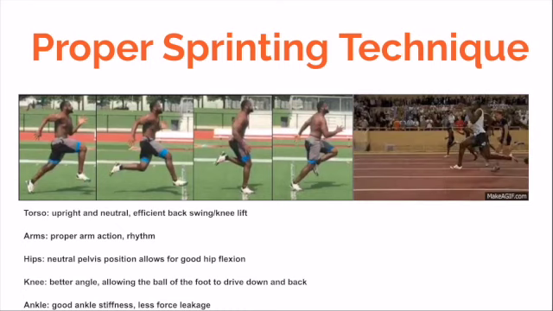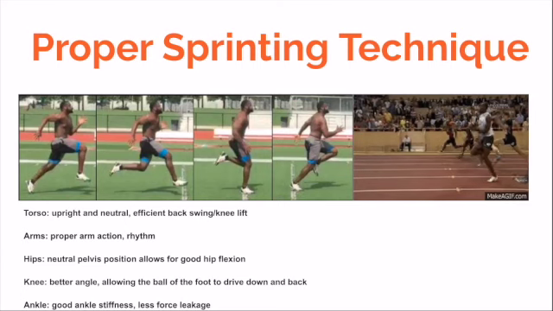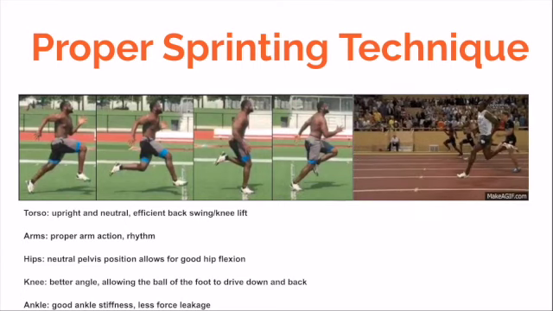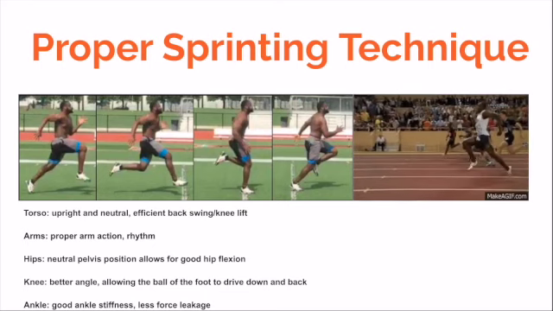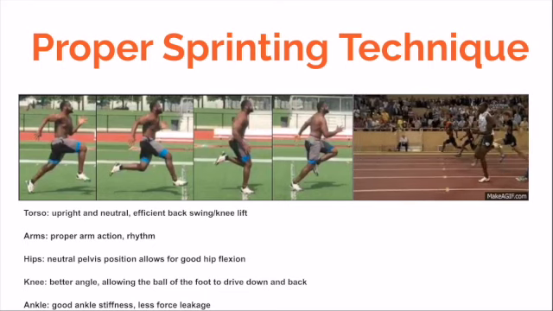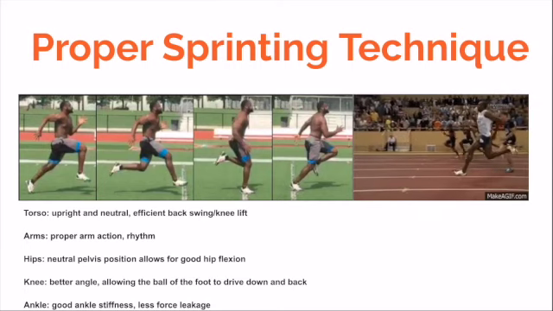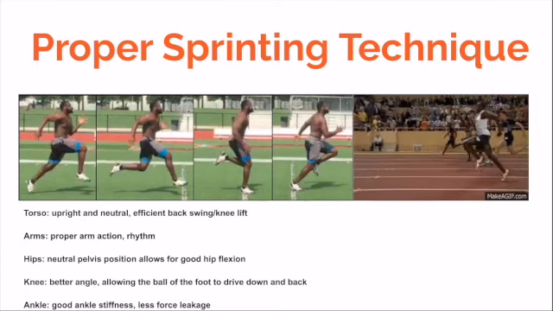Proper sprinting technique. Now we will take a look at what we want to see in our athletes' sprinting mechanics. Starting with the torso, we want our athletes to have more of an upright and neutral posture. This will allow for efficient backswing and knee lift. Next, we will look at the athlete's arm action. The arms should be consistent and in rhythm with their knee drive and ground contact. You can see this perfectly demonstrated in the video on the right.